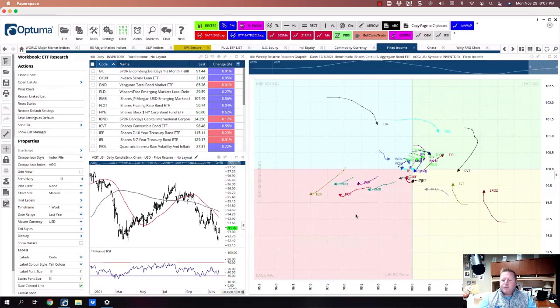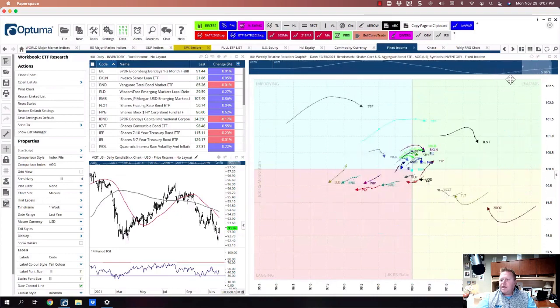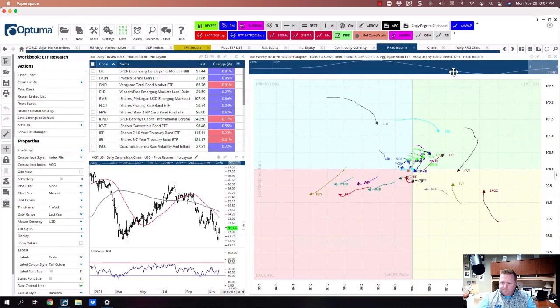But you've seen relative rotation graphs and how you can compare bonds over time. Look at that rotation. Kind of cool. But anyway, I looked at ETFs, international ETFs, commodities, individual stocks. So I think that's probably good for today.